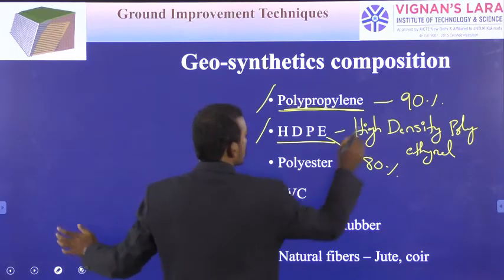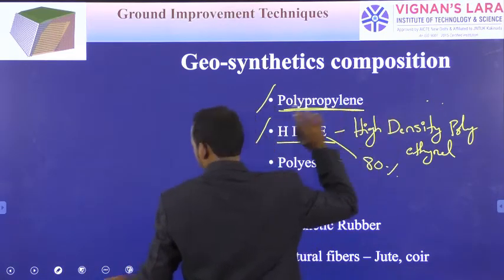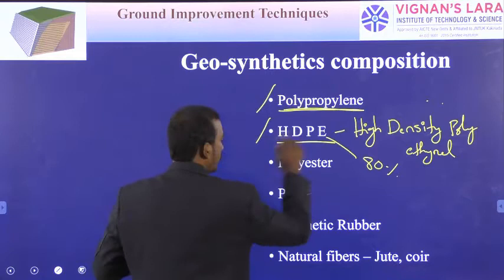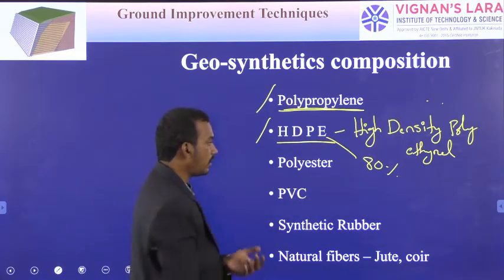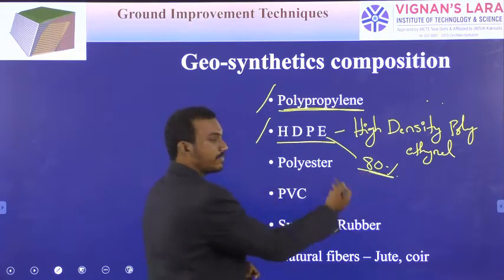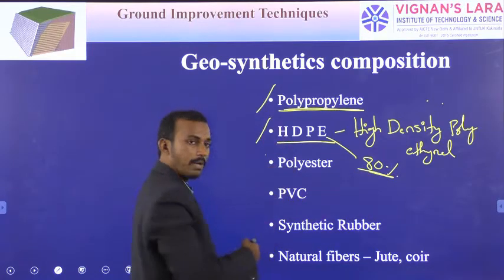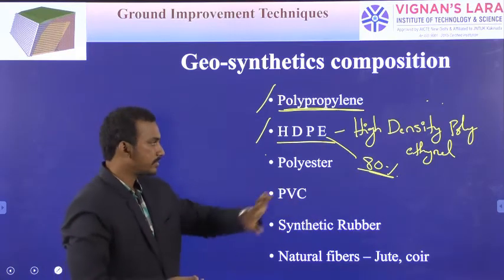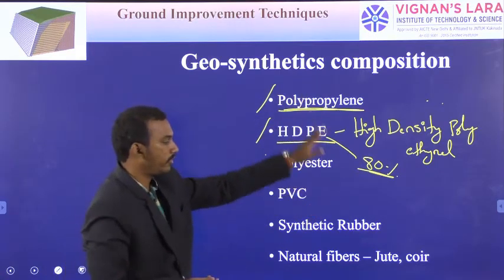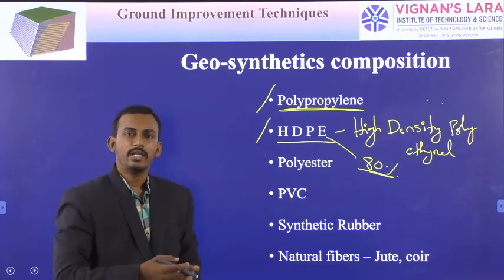In the first case, we have only polypropylene 90% and the remaining all are just 10%. That is known as a geosynthetics. Or HDPE is about 80%, the remaining 5 combinedly 20%. That is also a geosynthetics. Likewise, geosynthetics is having all of these in any proportion.